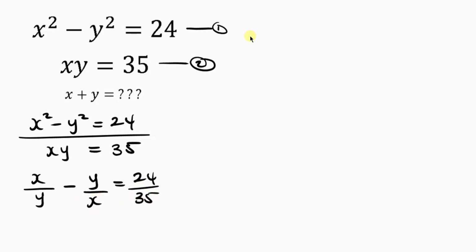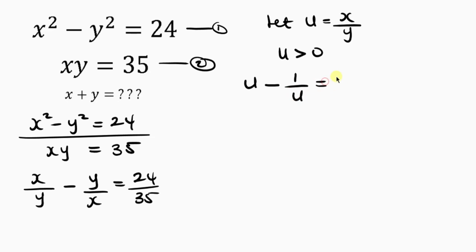Now, our next step is to say let u be equal to x over y, since I'm having x over y here and y over x. So that means wherever I see x over y, I'm going to be substituting u. But there is a criteria. U must be greater than 0. So let's substitute u. So this becomes u minus, and now look at this. This is y over x instead of x over y. So this is an inverse of x over y. That means I'm going to be writing the inverse of u equal to 24 over 35.